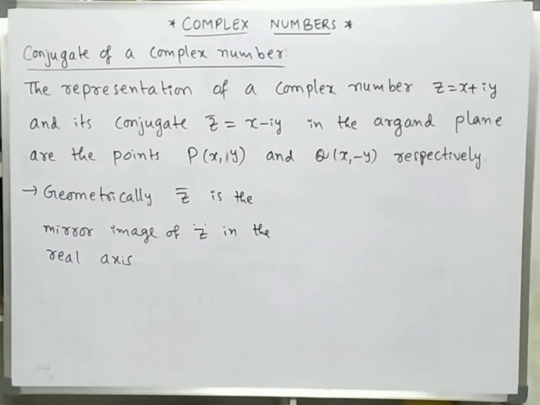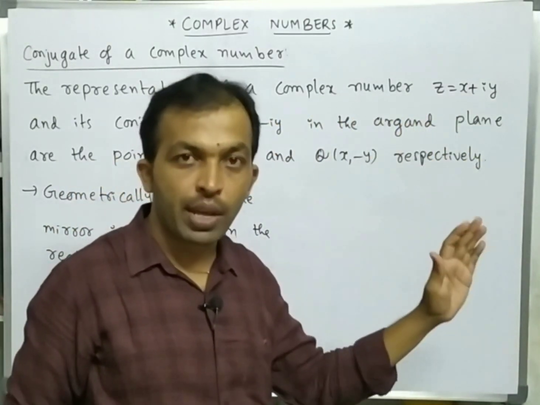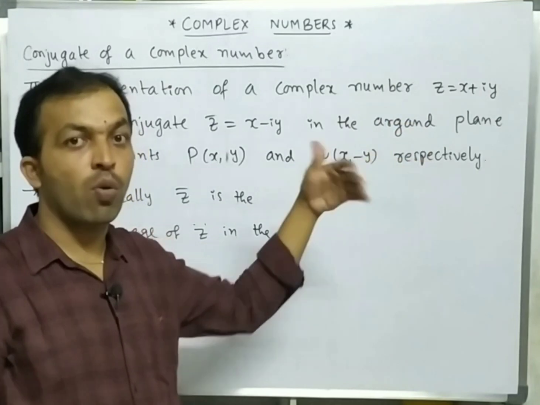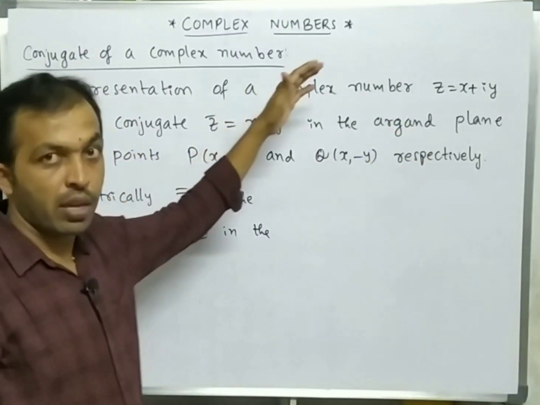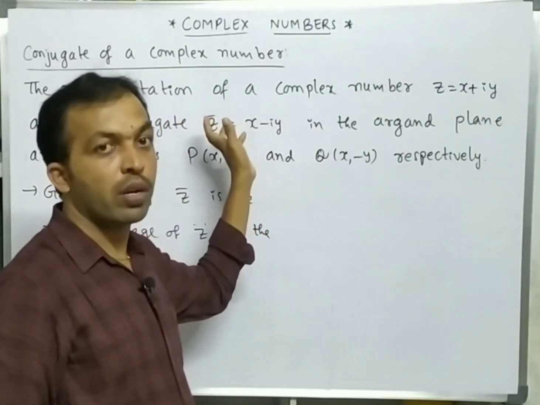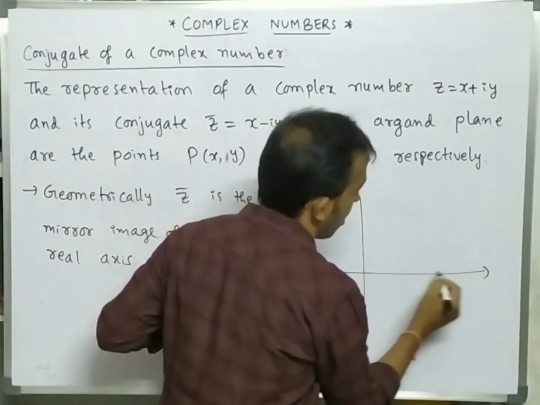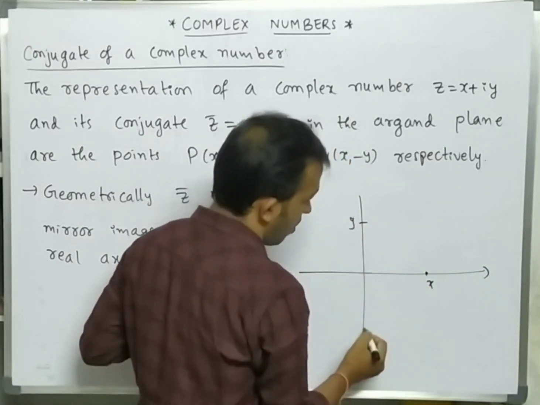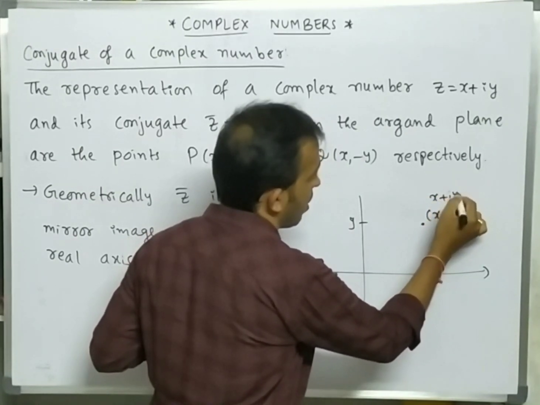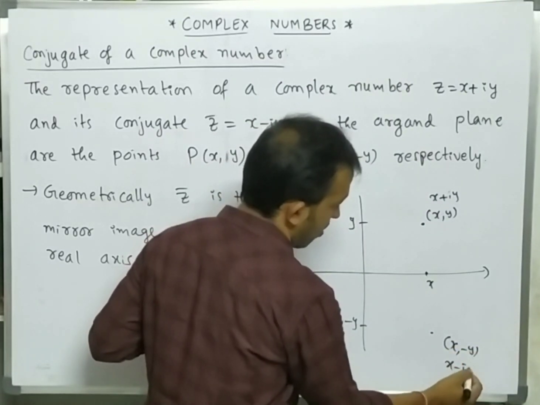Next, the geometrical representation of the conjugate of a complex number. For a complex number z equal to x plus iy, its conjugate z bar is x minus iy. In the Argand plane, if P(x, y) is the complex number, then Q(x, minus y) is the point for its conjugate. So geometrically, this is x, this is y, and this is minus y. This point is (x, y), that means the complex number x plus iy, and this point is (x, minus y), that is x minus iy.